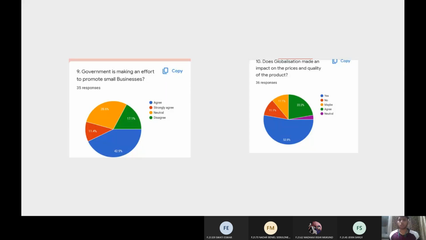The next question was, has globalization made an impact on the prices and quality of the product? Here, the majority of the respondents said yes, whereas some agreed with the statement, some said maybe, and some were neutral. Also, there were some who said no, it doesn't.